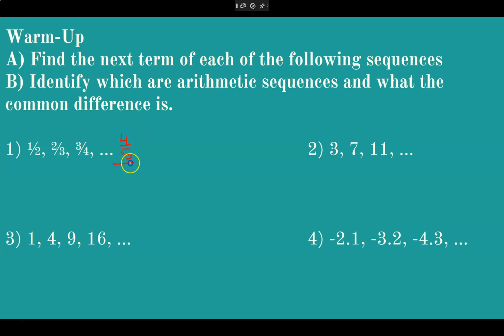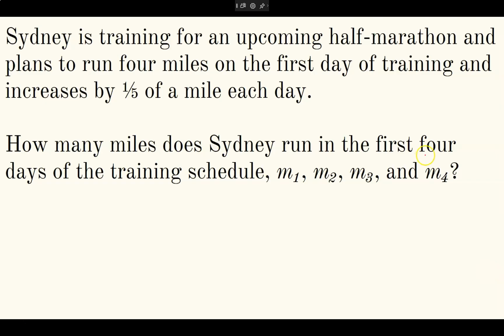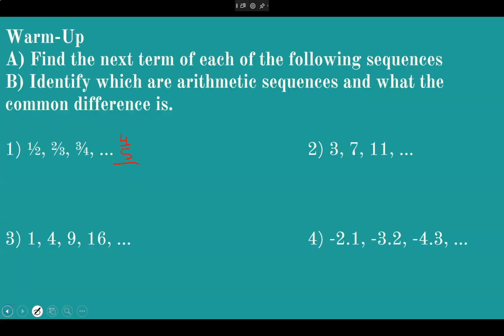Yes. What's the next number in number 2? 15. Oh, sorry, guys. It'll be 15. Okay. There we go. Brain connect to hand. Good. How about number 3? 25. And number 4? Negative 5.4.